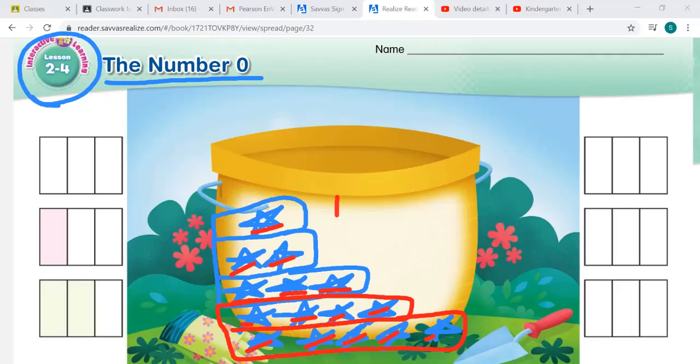So how do we show how many stars we have in each group? We show it by using numbers. 1 star, we use the number 1. 2 stars, we use the number 2. 3 stars, what should I put? 3. 4 stars, we're going to use the number 4. And 5 stars, we will use the number 5. Good job. So we use numbers to show how many, right? All right, let's erase this.